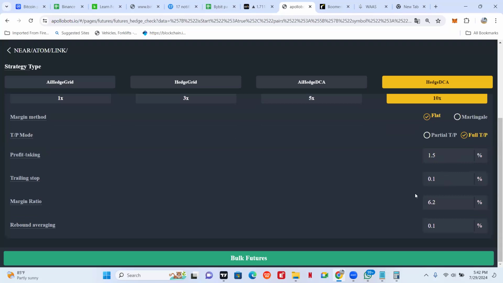The margin ratio is 6.2. Just leave every other thing like this, and then you launch. When you're done, you come here, bulk futures.